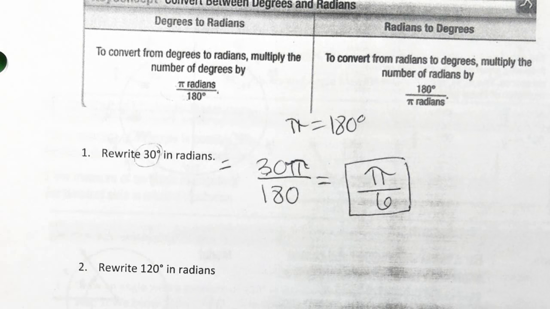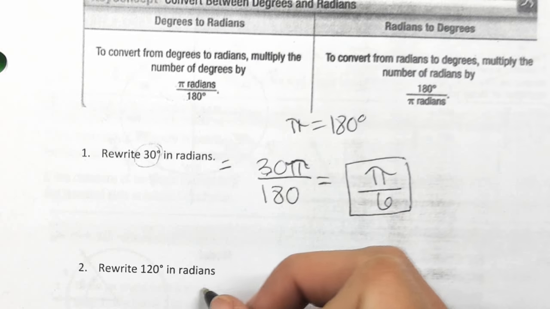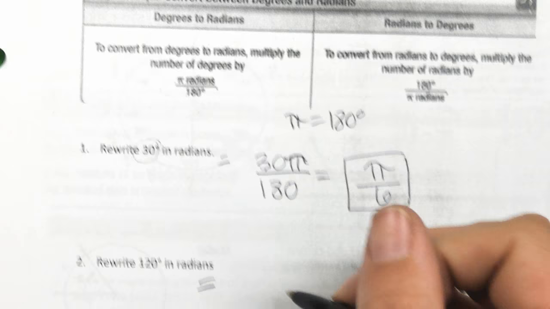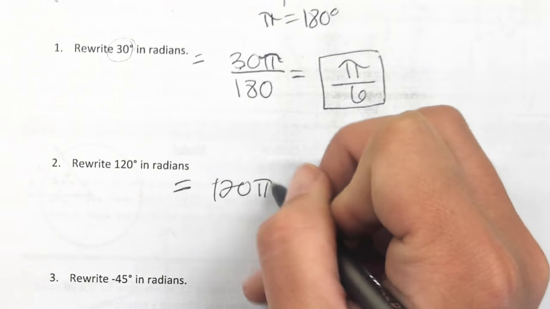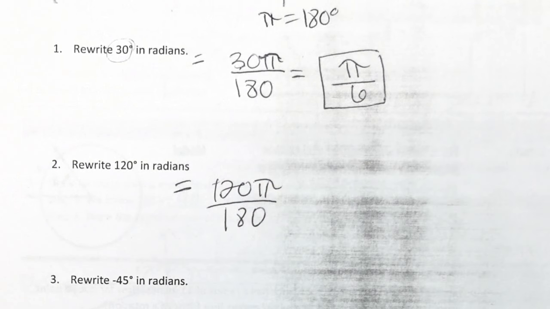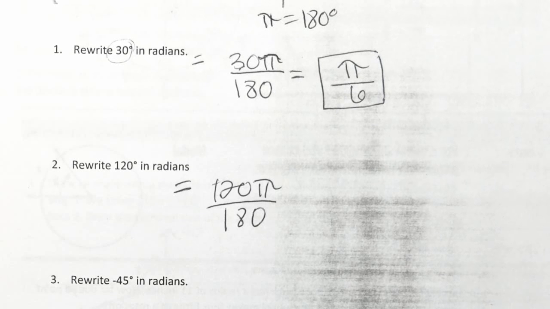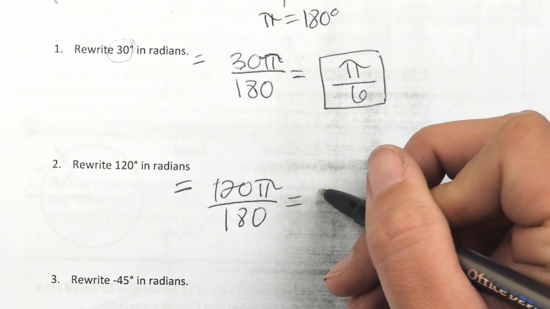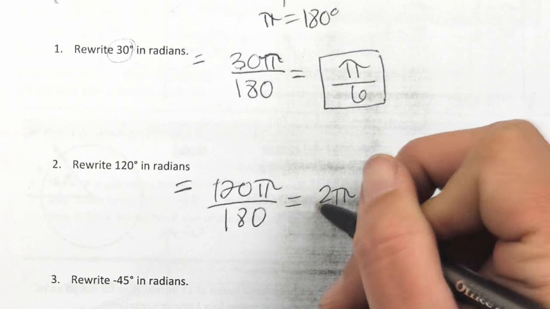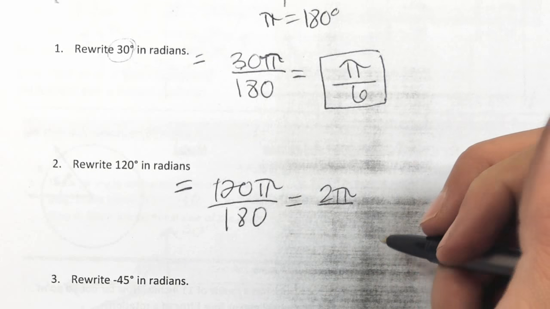Questions about that? All right, tell me how to first set up 120 degrees, how to write it in radians. Good. All right, what's the biggest number that can go into 120 and 180? 60? Okay, how many times can 60 go into 120? So 2 pi over, how many times can 60 go into 180?